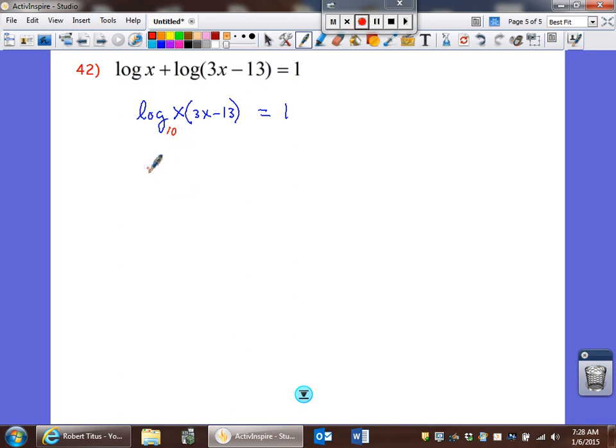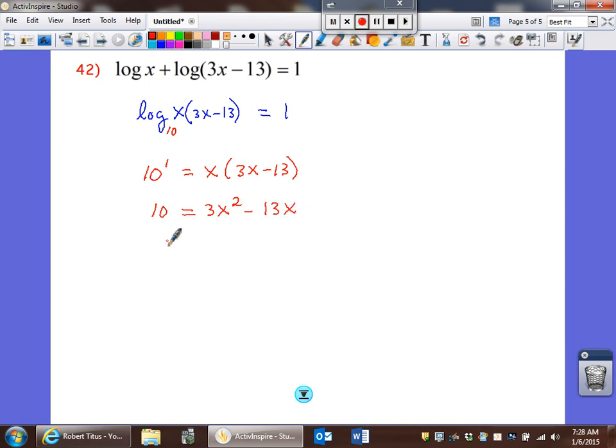So that means the base in exponential form is 10. The exponent is by itself on the other side of the equal sign, which is 1. And the argument is x times 3x minus 13. To solve this equation, 10 to the 1st power is 10. Distribute the x, that's 3x squared minus 13x.